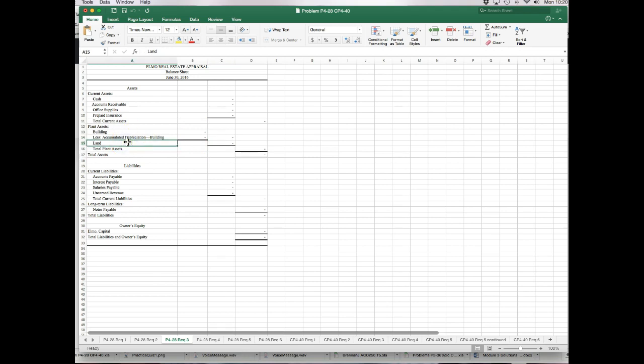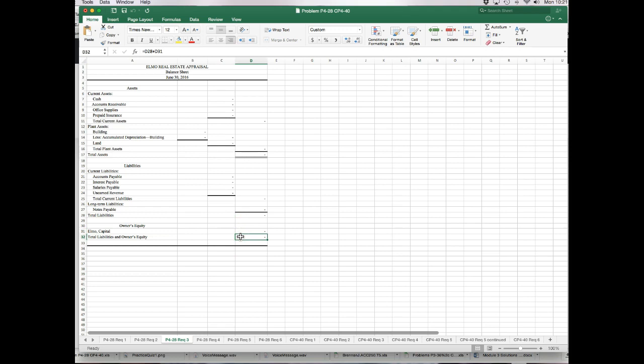Land does not depreciate, so you're just going to put the value of the land, and then you're going to have your total plant assets. You add that to the total current assets to come up with your total assets. Then you're going to list all of your liabilities, your owner's equity, the capital as of the end of the period, and you'll have your total liabilities and owner's equity.